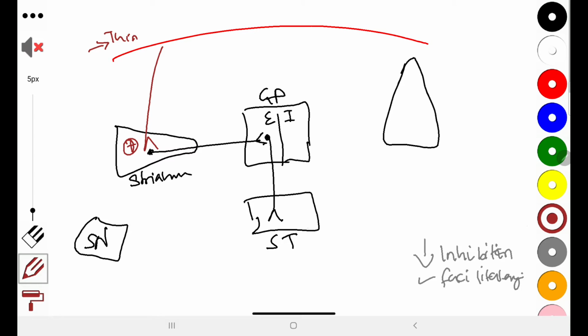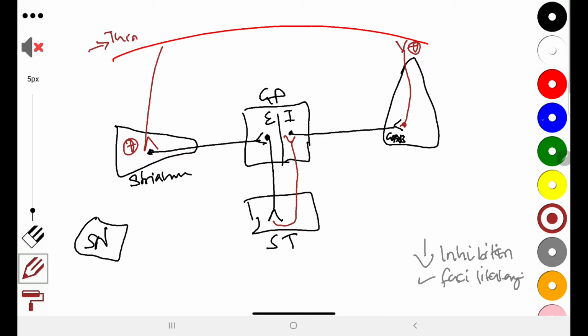Once you inhibit those, it means now you're allowing for more glutamate to be released onto the internus. And once there's more glutamate in the internus, you are overly exciting our tonic fibers to release even more GABA. Once more GABA is released, it means that you are now inhibiting the thalamocortical. That is the normal pathway.